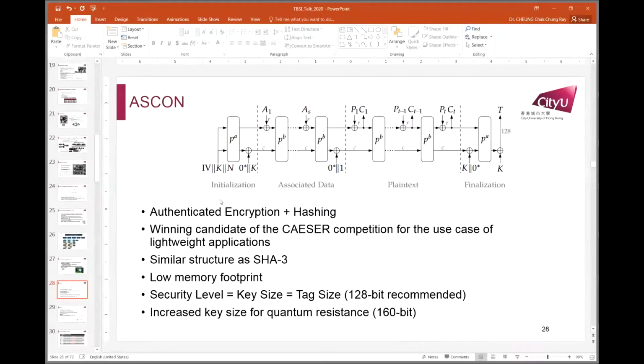If you look at the data path, it is a very typical crypto standard, including initialization, processing your data, some plain text stage, and finally processing your data in the plain text mode. We don't talk about the algorithm at this stage, but the standard itself involves an encryption standard and a hashing standard, and they are the winning candidate of the previous competition called CAESAR. So CAESAR has been done, and they have been chosen as the best one. The structure itself is very similar to the SHA-3 standard. They have a very low memory footprint, and they want to be quantum resistant for 160 bit. So this is what we are looking at in the crypto standard.